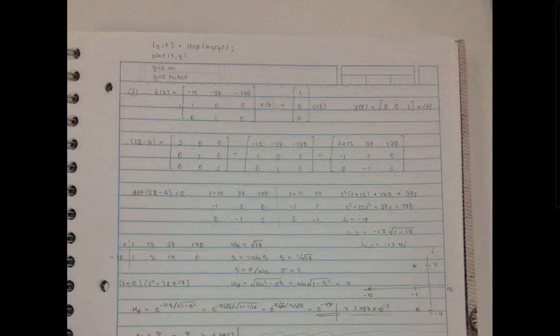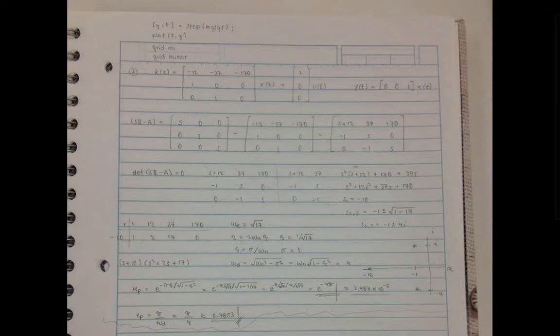With this state space model, first of all, we need to subtract this matrix A from the identity matrix times S. So we subtract the matrix A from the identity matrix, and this is the result. We need to calculate the determinant of this matrix. After doing the determinant, we know that the equation obtained is this one.